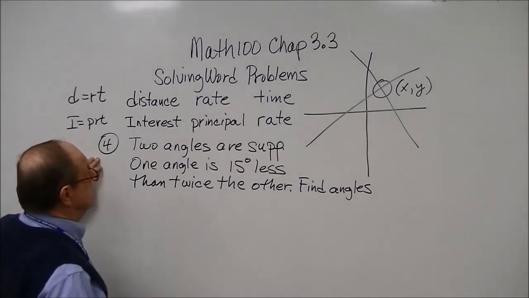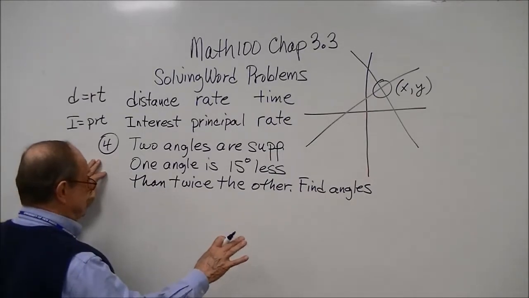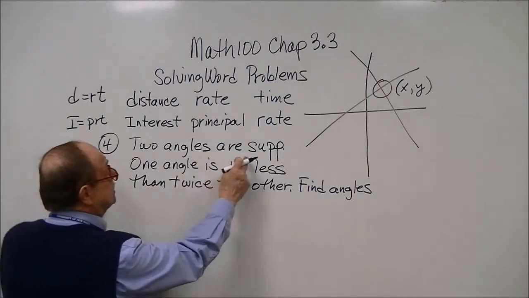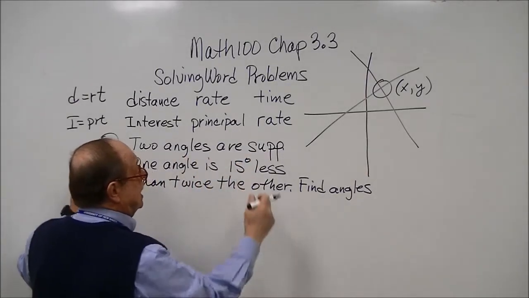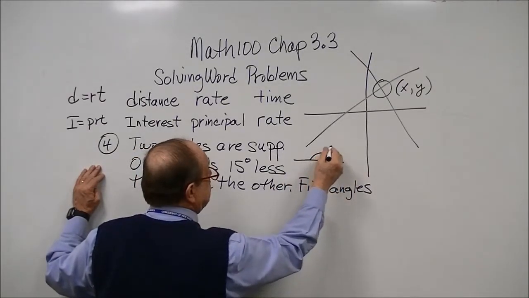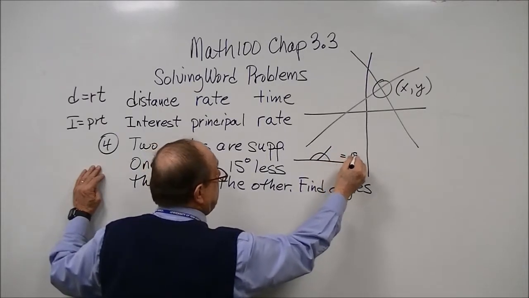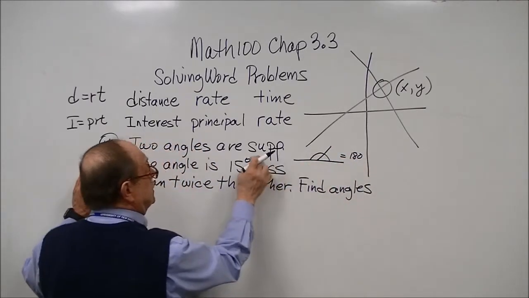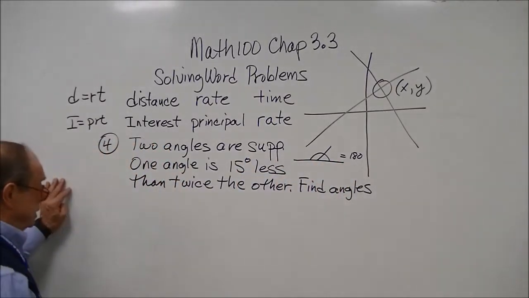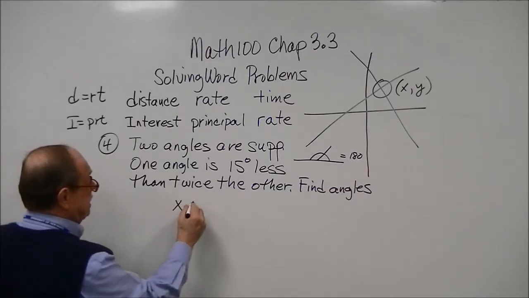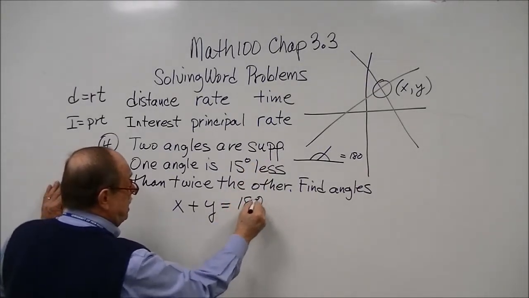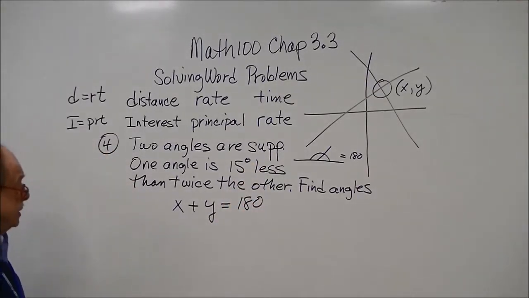Number 4, again, read the problem to develop equations. Two angles are supplementary. Well, you might recall that supplementary angles are angles whose sum equals 180. So that's called a straight angle. If they're supplementary, the sum of supplementary angles, 180. So one angle will be x, the other angle will be y, and they're going to equal 180. So there's your first equation.